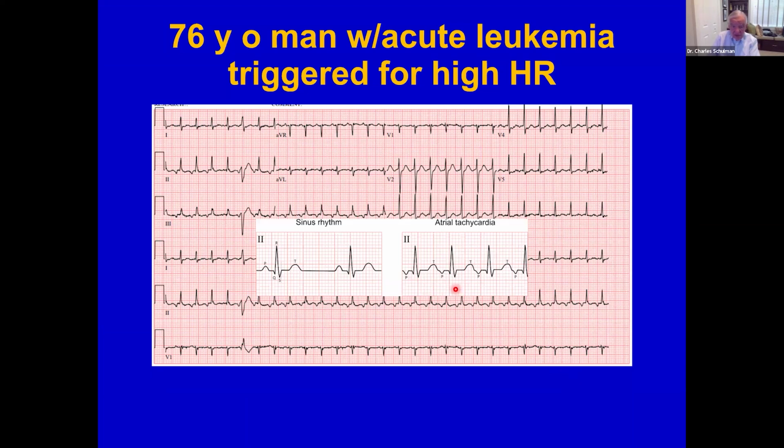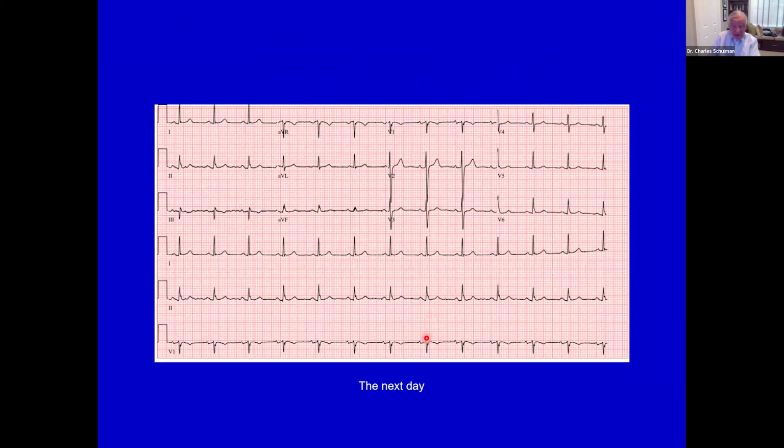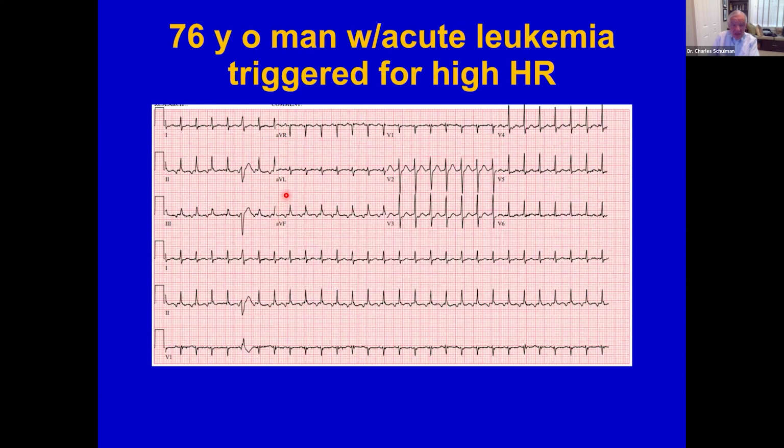That's shown here. And the next day, when he reverted back to sinus rhythm, you can see that this is his sinus rhythm, and you can see the difference in the P wave configuration. It's positive in 2, 3, and aVF, whereas the day before, it was negative in 2, 3, and aVF. So that's how you know these are not normal P waves.